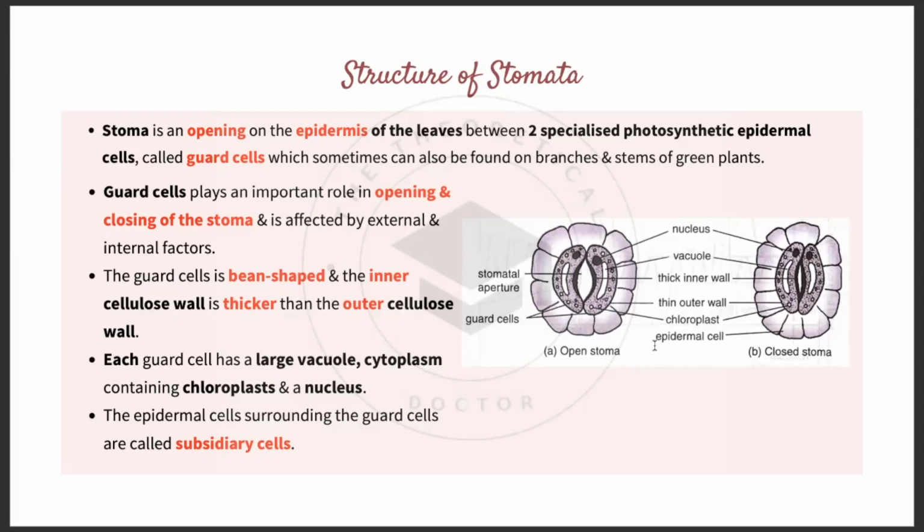The guard cells are bean-shaped. You can see here they're bean-shaped, and the inner cellulose wall is thicker. The inside part is thicker than the outer cellulose wall. Each guard cell has a large vacuole and cytoplasm containing chloroplast and a nucleus. The epidermal cells surrounding the guard cells, this part here, are called the subsidiary cells.